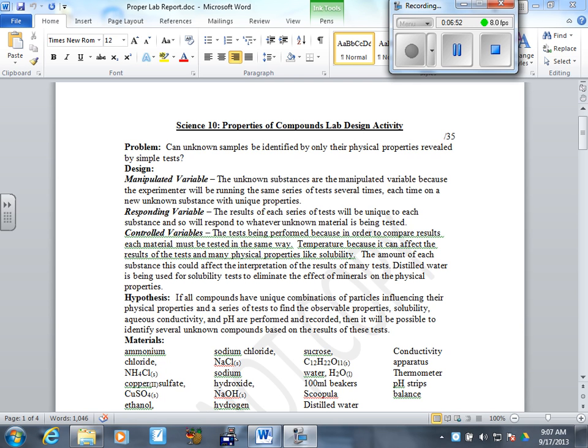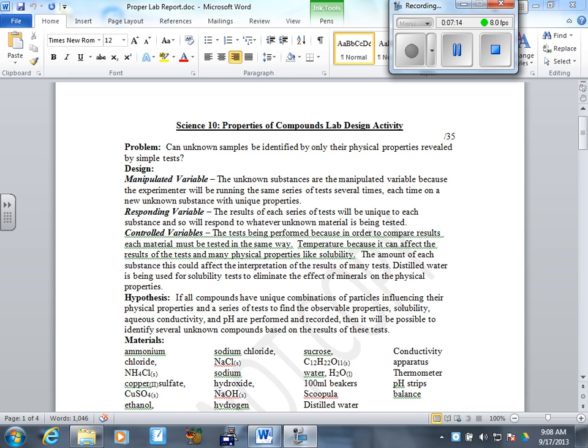Okay. For our hypothesis, if you remember, I said several times the "if" part of your hypothesis needs to be the premise of the experiment, or deal with the premise of the experiment. The premise we were working on is that all things have unique physical properties. You didn't have to say why. You just needed to say in the "if" part, if all things have unique physical properties. Okay, if all substances have.